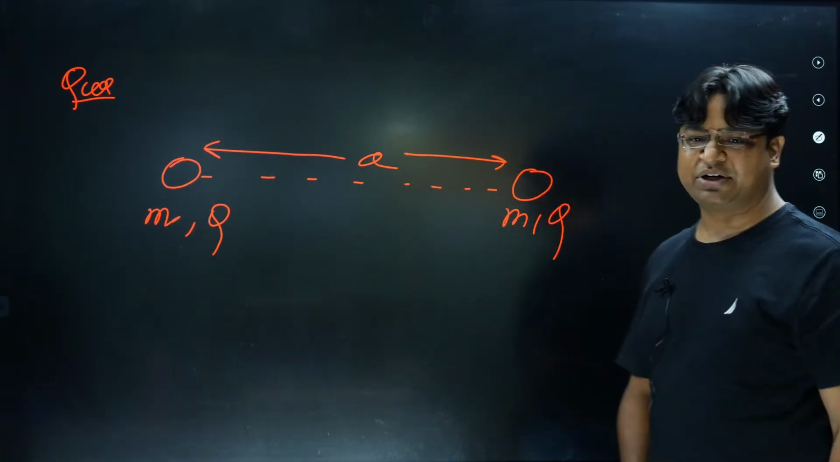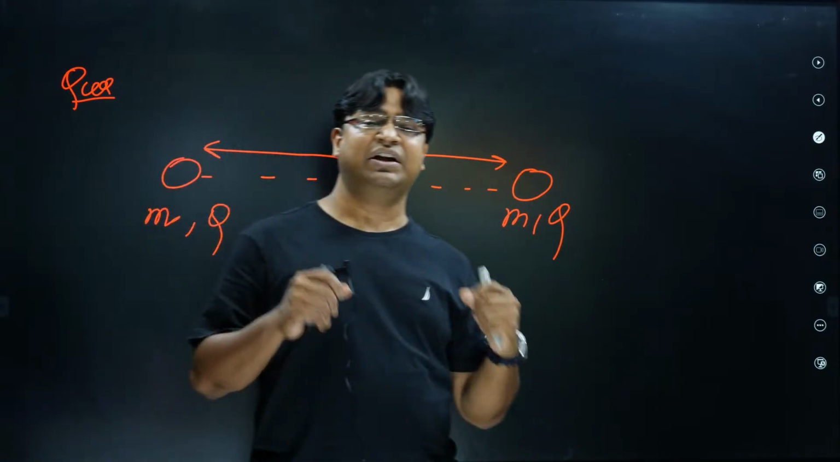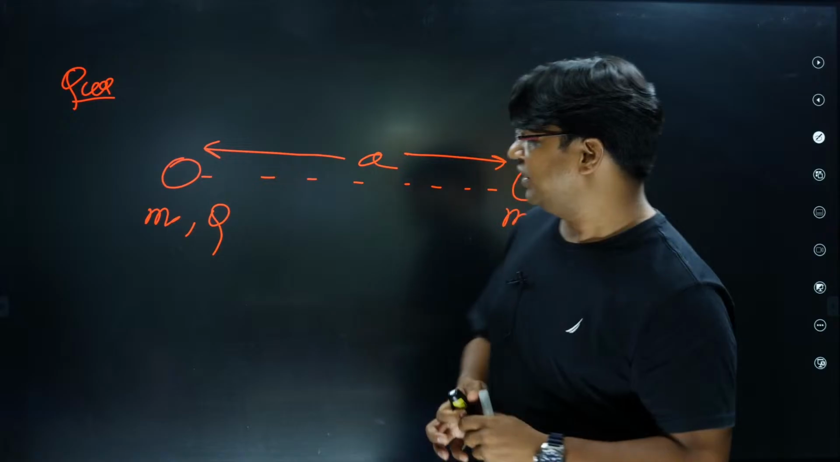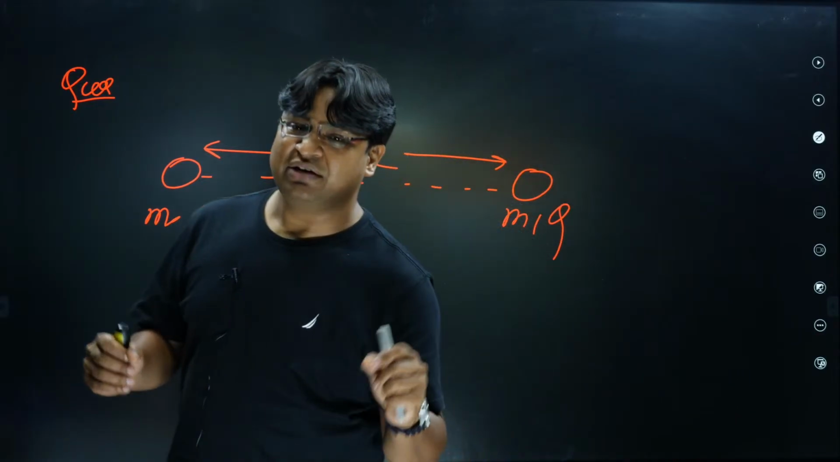They were initially separated by a distance a. Now again, imagine that there is no gravity and we have released the particles. Okay, we have released the particle. So tell me guys, if there is no gravity and we have released the particle, what will happen?